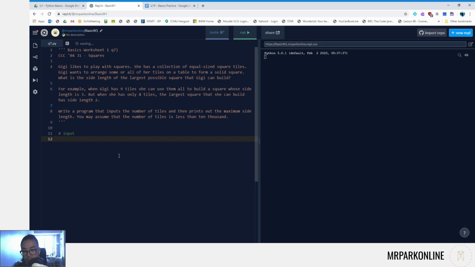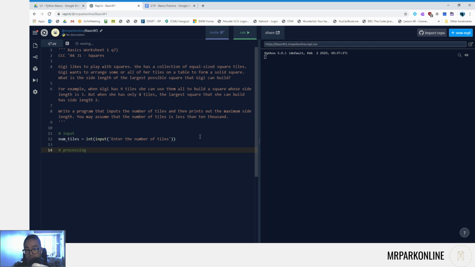Let's take our input. Let's call this tiles, and use input: "Enter the number of tiles." If you want to get granular here, we can call it num tiles. So the variable num tiles now represents the number of tiles we have as an input.